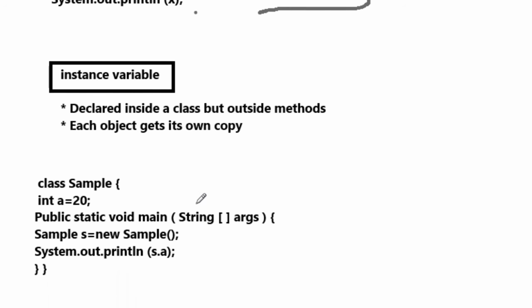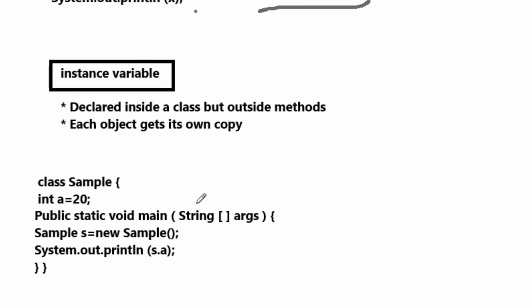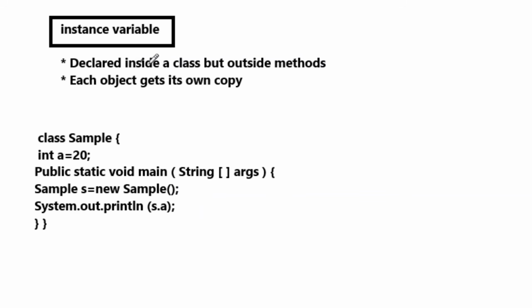Next, instance variable. An instance variable we declare inside a class but outside a method. This is my class, this is my method, this is my variable. Inside a class but outside a method. Yes or no? I can declare it outside a method. But when you want to access an instance variable, we must create an object.